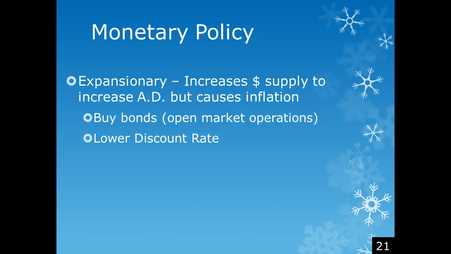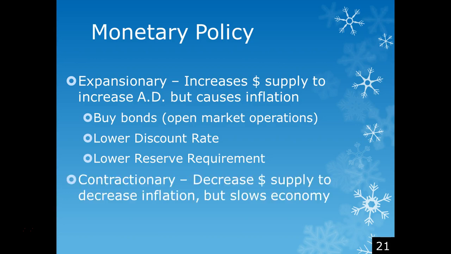They could lower the discount rate. They could make it easier for banks to get money from the Federal Reserve, and the banks will loan out more money into the economy, which increases the money in the economy. Or they can lower the reserve requirement. They could say, banks, you don't need to hold on to that money in the bank. You can just loan it out more, and that increases the amount of money in the economy.